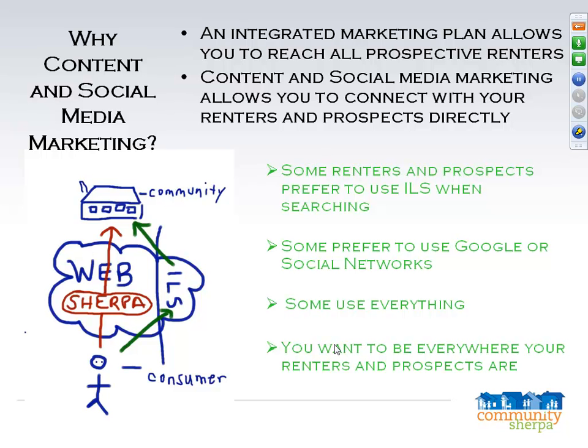When you take a look and you start to think about how people search, there's a couple of ways that people can get to you. One is through some sort of an ILS or an internet listing service like apartmentfinder.com or something like that, and the consumer goes through there and then ends up at the community. But again, to reinforce what I was saying earlier, if you can get that person to come directly to you, don't you have much more control?